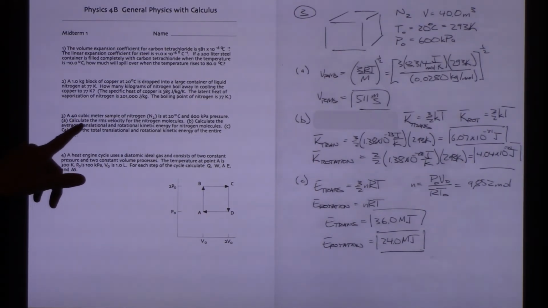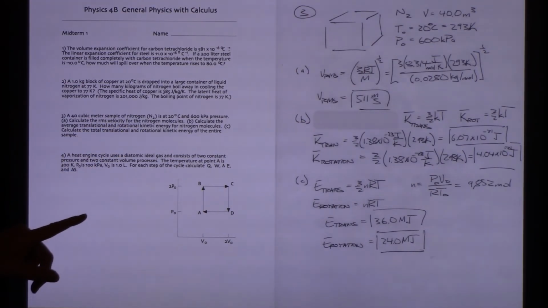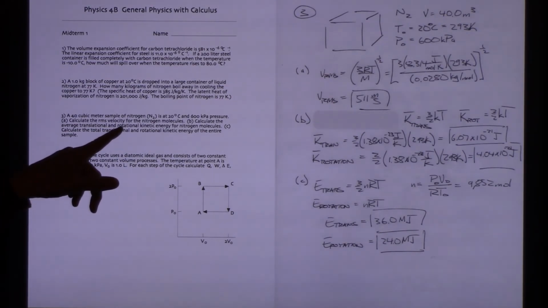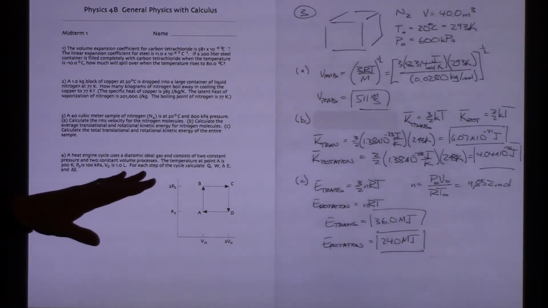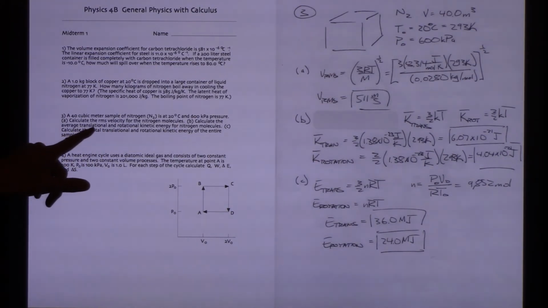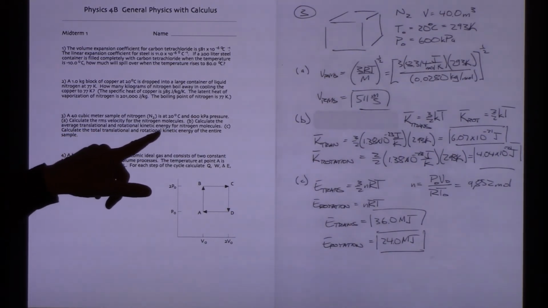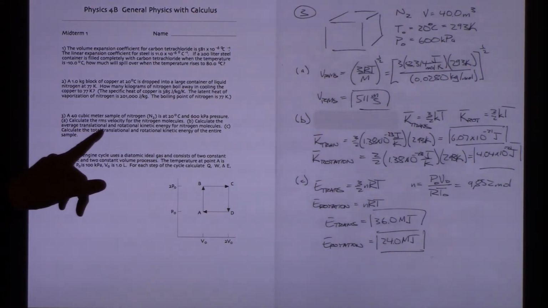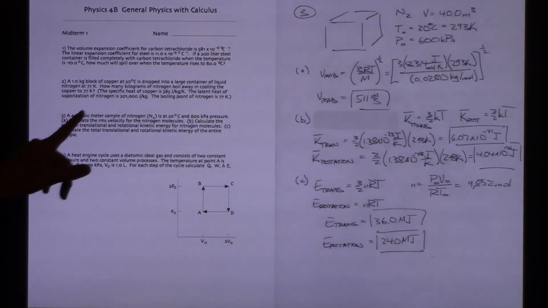So this says that we have a 40 cubic meter sample of nitrogen. This is kind of a nitrogen exam maybe. Now this is nitrogen gas at 20 Celsius and 600 kilopascals of pressure. So that's about 6 atmospheres, not quite 6 atmospheres. The problem asks us to calculate the RMS velocity. So there are formulas for that, and that should be doable. And then the average translational and rotational kinetic energies for the nitrogen molecules, and then how much total translation and rotational energy of the entire sample.